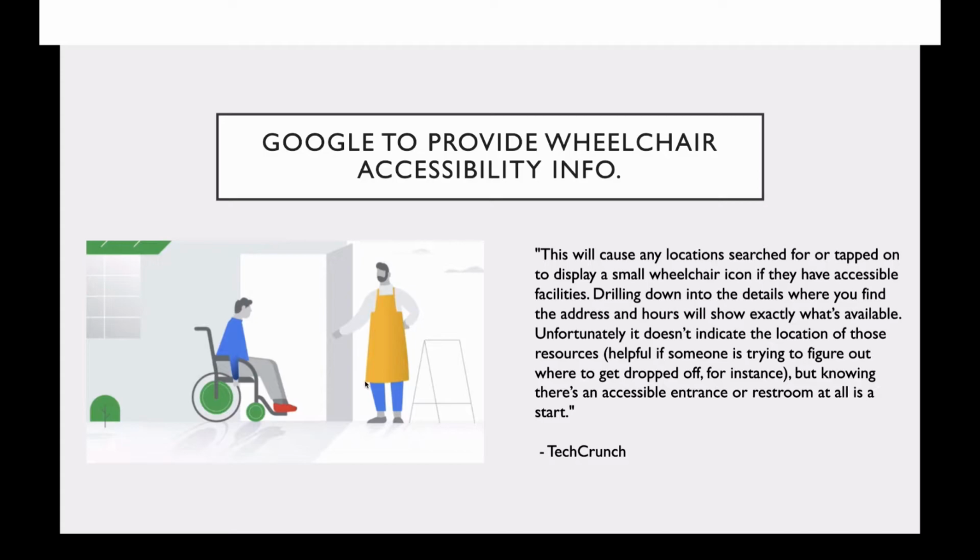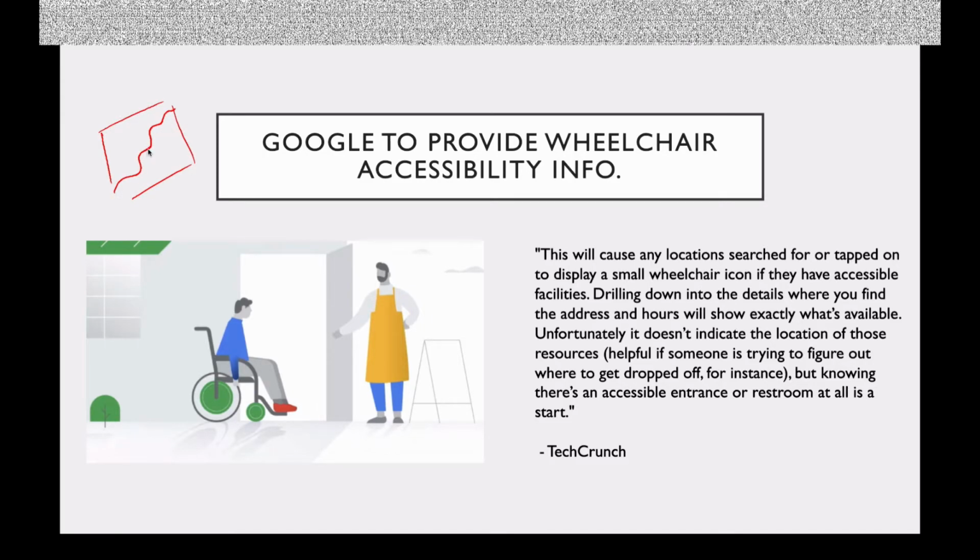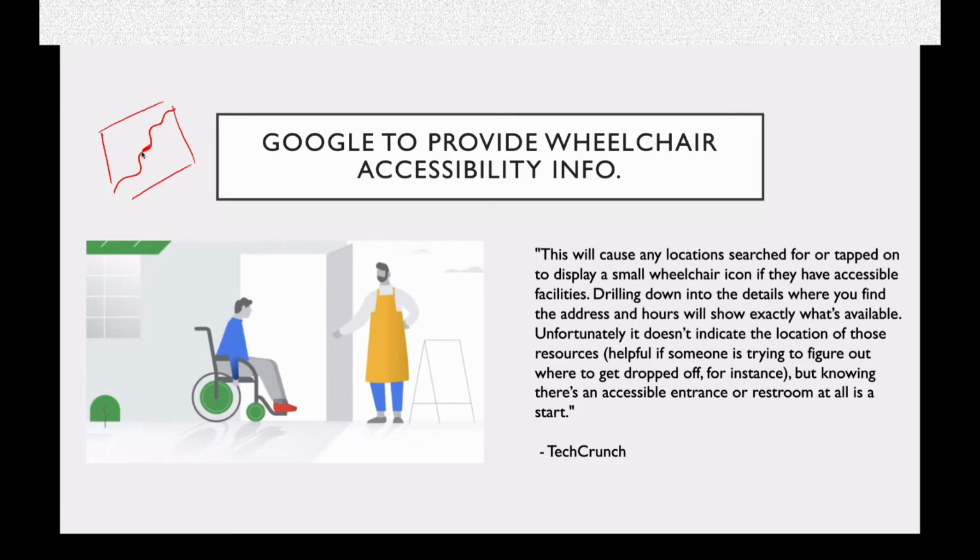Now, Google to provide wheelchair accessibility info. So far, the most practical use of Google has been that if you're navigating through Google Maps and looking at a particular route, and let's say there is heavy traffic around some area, you can find that out and predict how long it's going to take you to reach your destination.